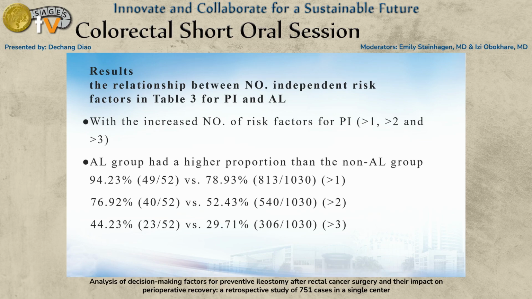Okay, the relationship between the number of independent risk factors in table 3 for PI and anastomotic leakage is that with the increase of the number of risk factors for PI, the anastomotic leakage group has a higher proportion than the non-anastomotic leakage group.